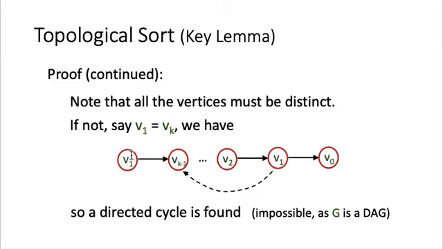Now, if not, for instance, let's say V1 is equal to Vk. So if this Vk is actually V1, then what does that mean? There is an edge pointing from V1 to Vk minus 1. By drawing this arrow, there is an arrow from V1 to Vk minus 1, then we will see that there is a cycle. And when there is a directed cycle, this gives us a contradiction, because we assume the input graph G is a DAG. Because it is a DAG, you cannot have a directed cycle. So it means that all the vertices have to be distinct.